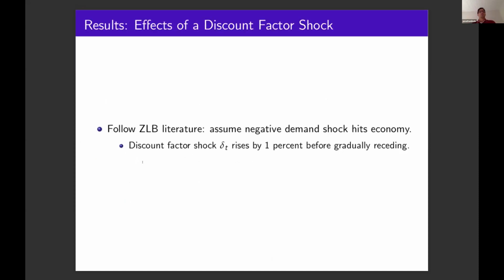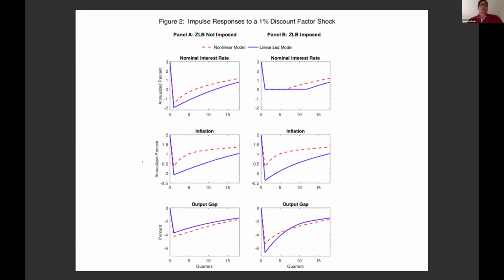So now we come to the numerical results. We're going to follow the CLB literature and assume a negative demand shock hits the economy. So there's going to be this discount factor shock, delta t, that rises by 1% and then recedes with a root of 0.95. And this is the result of that. Here we compare the nonlinear model, the red dashed line, and the linearized model, the blue solid line. The first column shows when we don't impose the zero lower bound, and the second column, the right column, shows results when we impose the zero lower bound on the equilibrium.